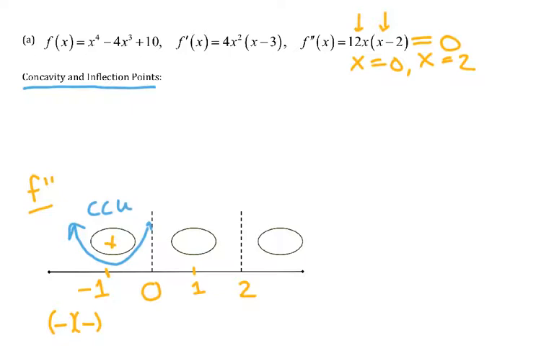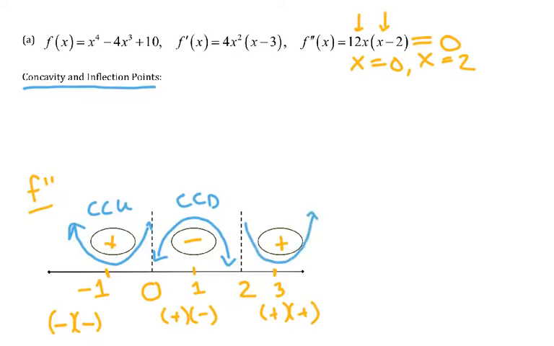Let's test x equals 1 in the second interval. My first factor is positive. My second factor is negative. So overall, my second derivative is negative, which means I am concave down on this interval. Lastly, we can test x equals 3. That will be positive and positive, so my second derivative is positive, and now I am concave up again.